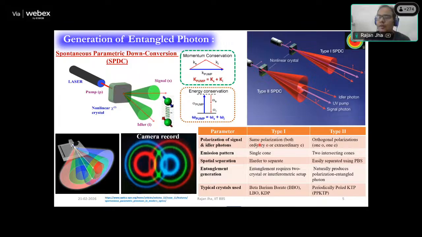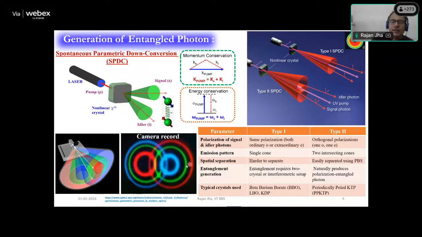In the type 1 SPDC process, the photons have the same polarization, that is, both ordinary, which is called O, or both extraordinary. So both are going to have the same polarization. But in the case of a type 2 SPDC process, the polarization is orthogonal. That means one will have ordinary polarization and the other will have extraordinary polarization, or you can say that one can have a vertical polarization and the other a horizontal polarization.